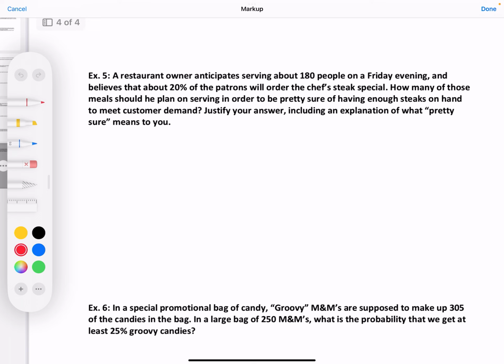Okay, so we're gonna look at the conditions. Is it random? Yes. Check. 10% condition. Serving about 180 people on a Friday evening. Is it 10% of what population? So it would be 10% of all potential people that could come to the restaurant. Like for the day.